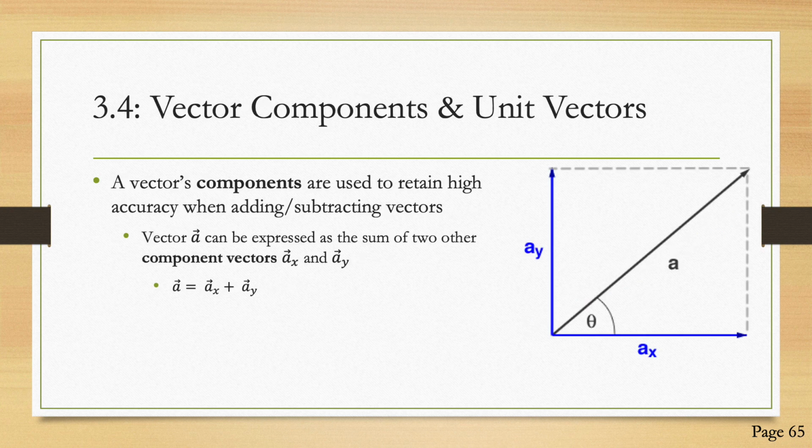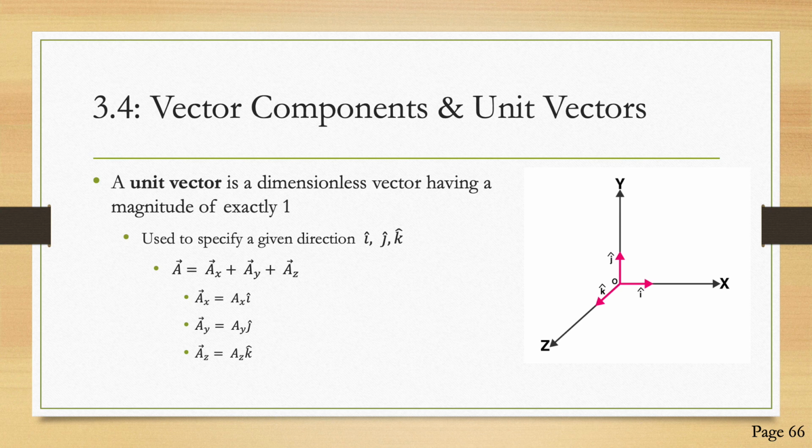So chapter 3, section 4, vector components and unit vectors. A vector's components are used to retain high accuracy when adding or subtracting vectors from each other. In this example on the right, vector A can be expressed as the sum of 2 other component vectors, A sub x and A sub y.